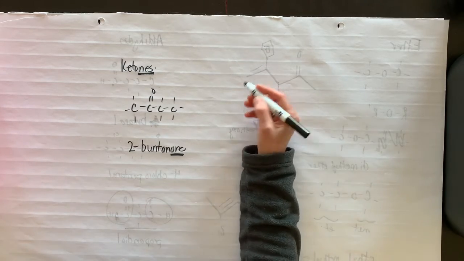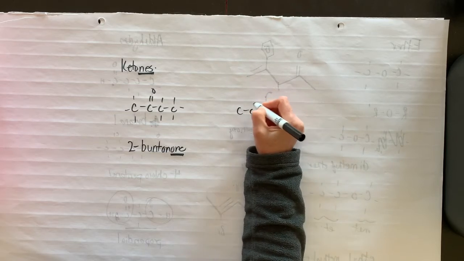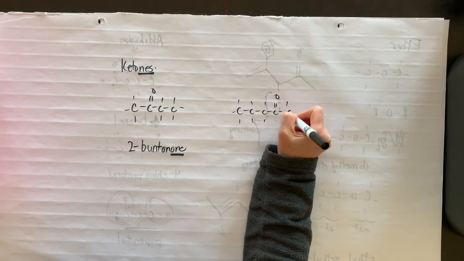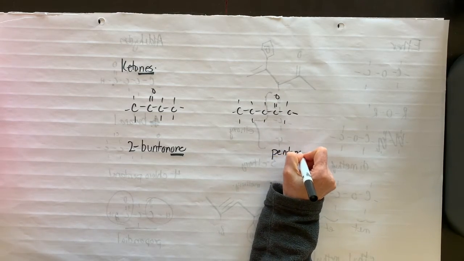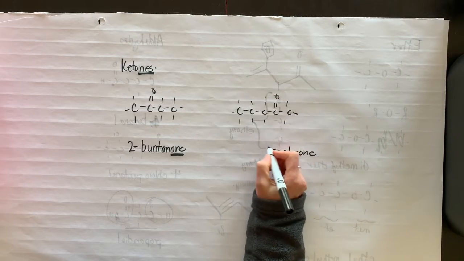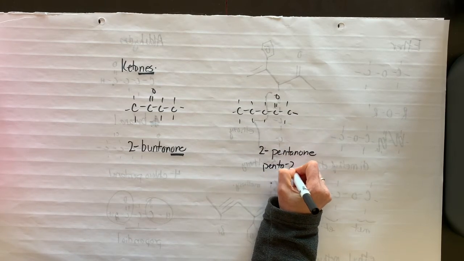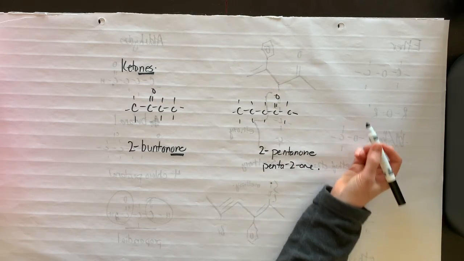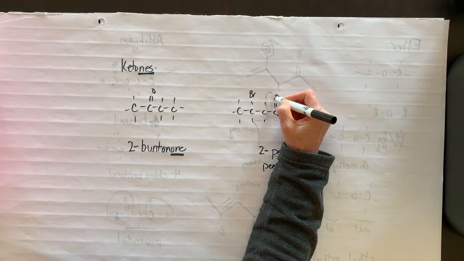So let's see other examples. If I have 5 in a row, let's stick the double bond here. It's a 1, 2, 3, 4, 5. So it's a pentanone. Where is the double bond? It's on the 2. So you could say 2-pentanone or penta-2-one. Either or is fine. Let's then just stick a Br on here.